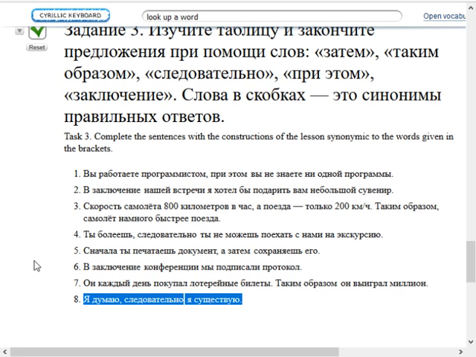Я думаю, следовательно, я существую. This is actually a direct Russian rendering of Descartes' famous "I think, therefore I am." So, я думаю, I think, следовательно, it follows as a consequence of that, я существую, I exist.